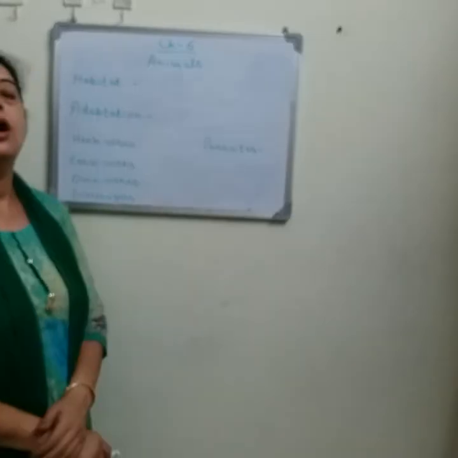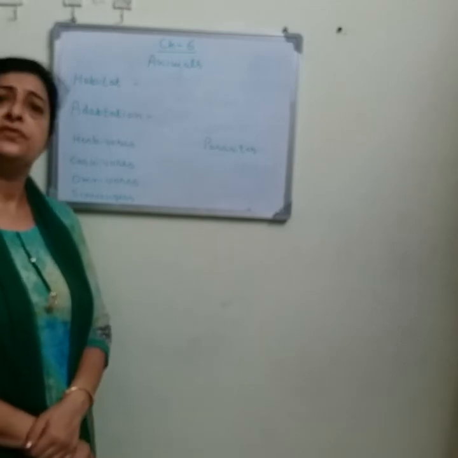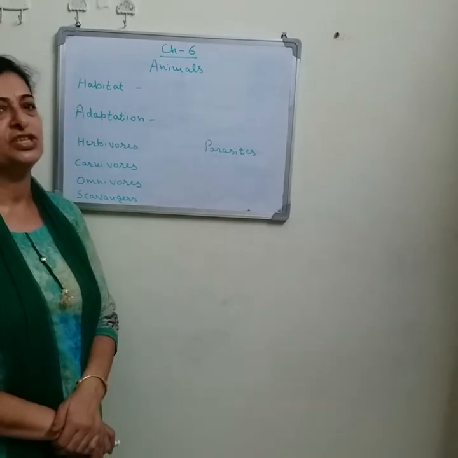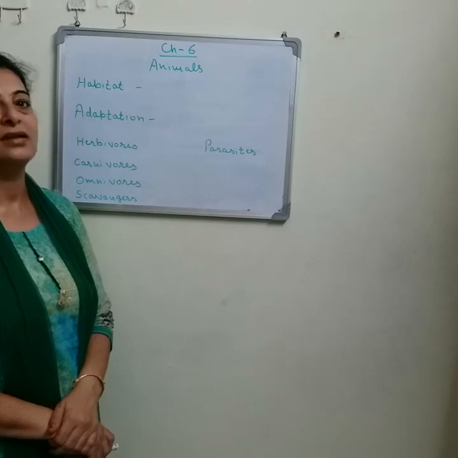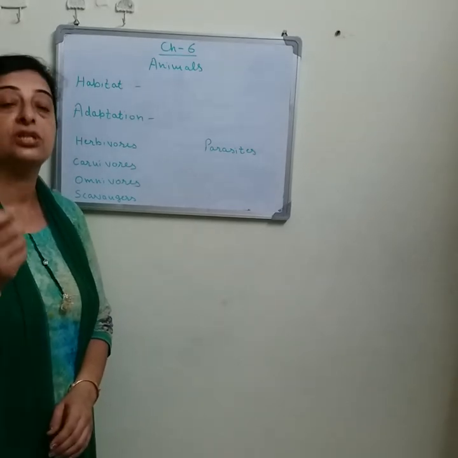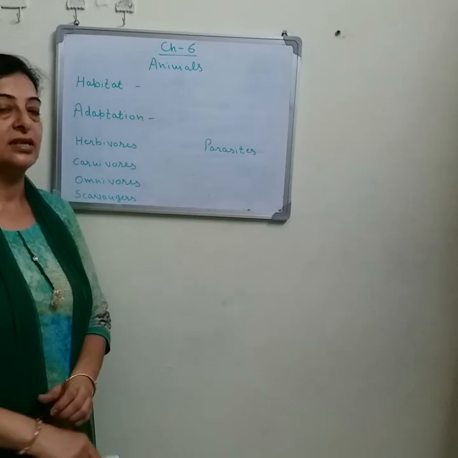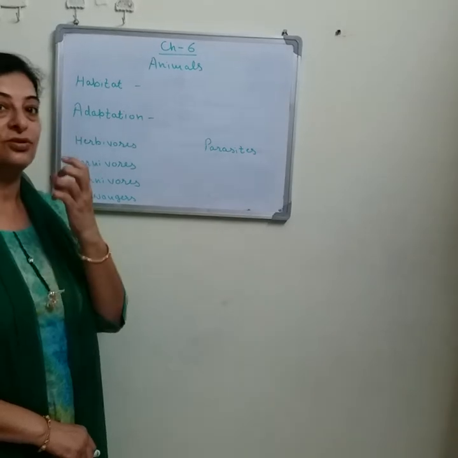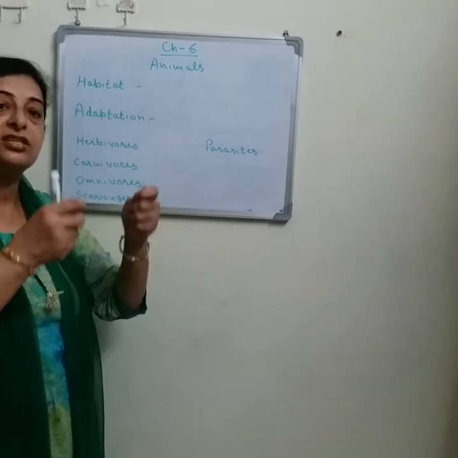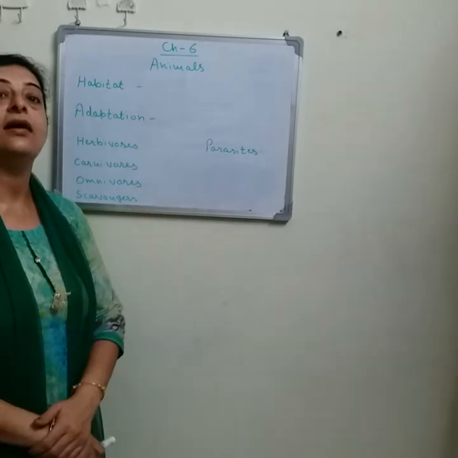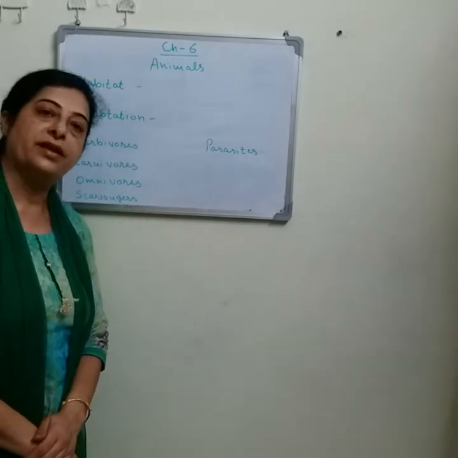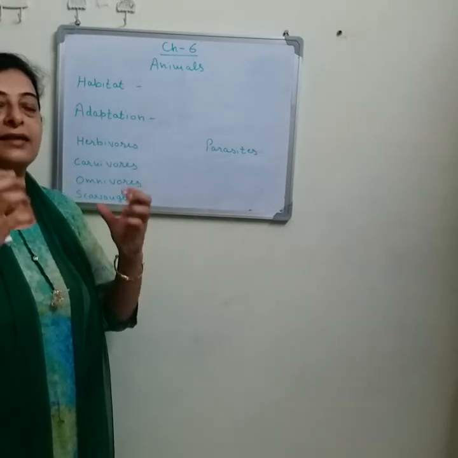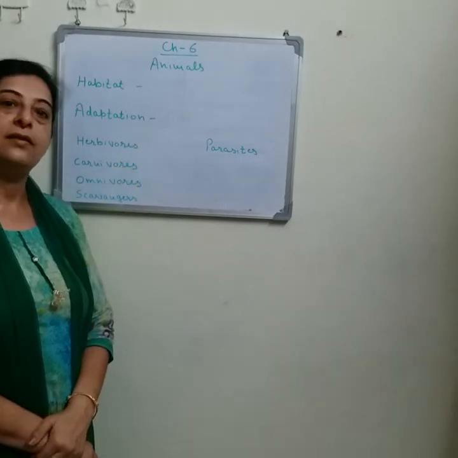Herbivores are those animals which eat only plants and plant products. For example, goat, cow and horse are herbivores. They have sharp front teeth so that they can tear and eat the vegetables and plant products. Their back teeth are very broad so that they can easily chew the plant products.